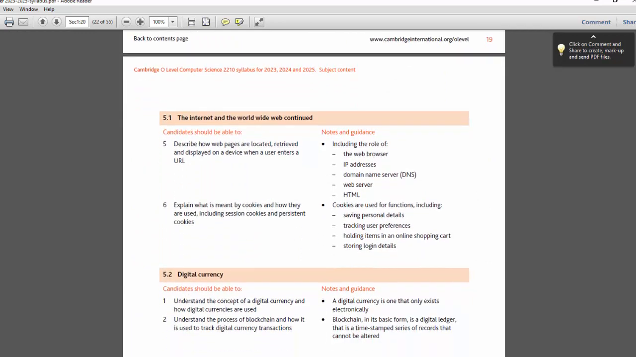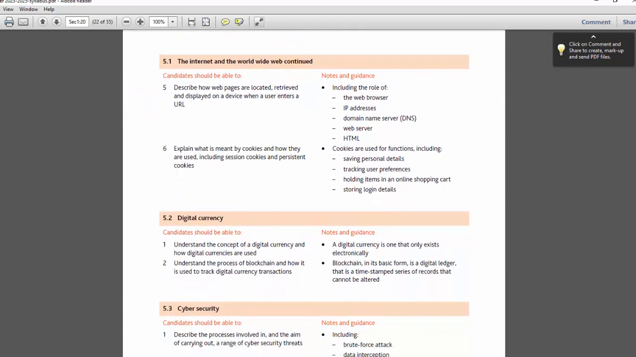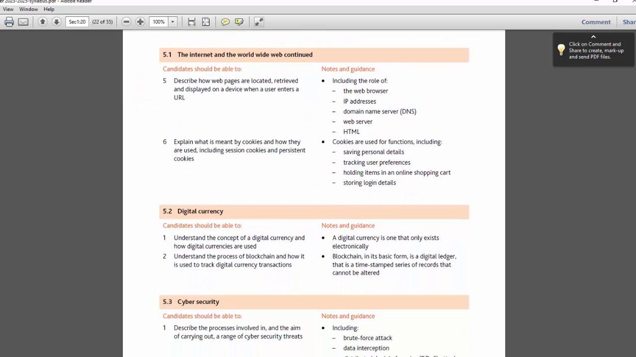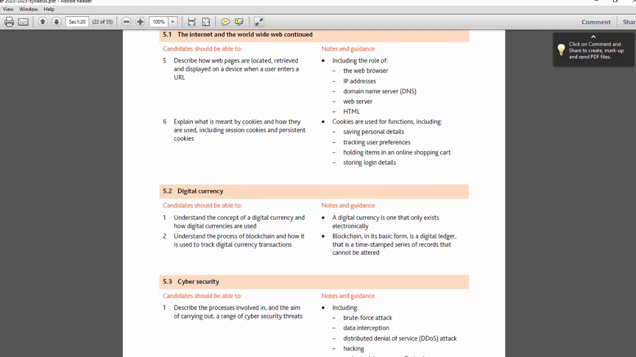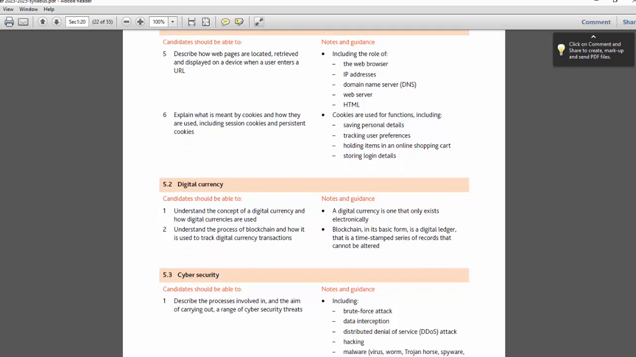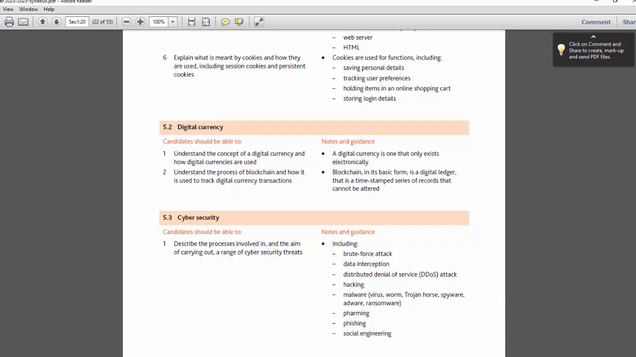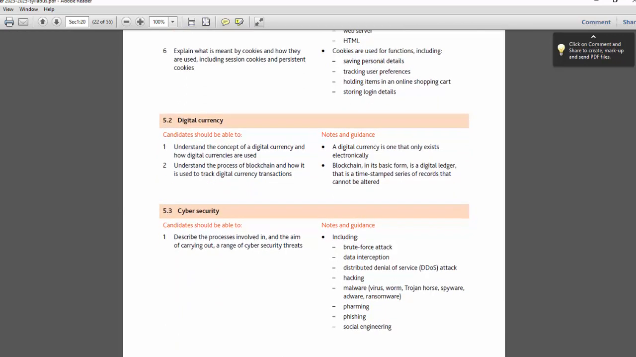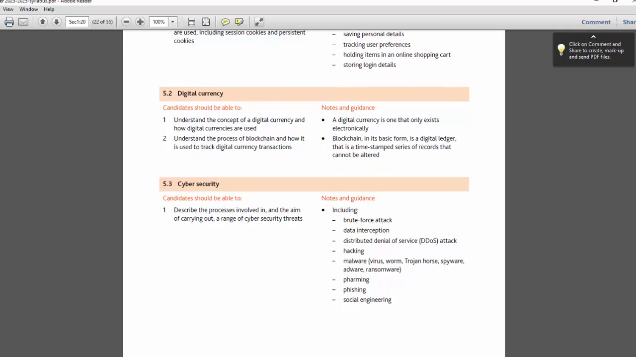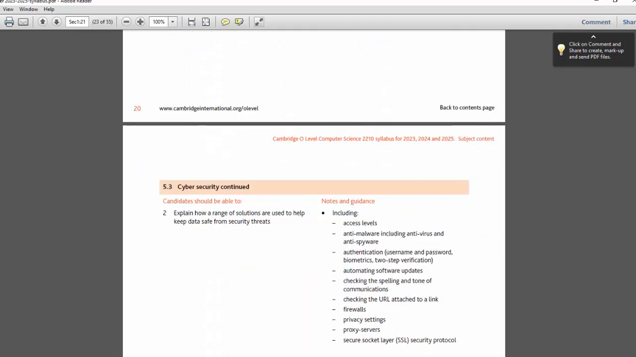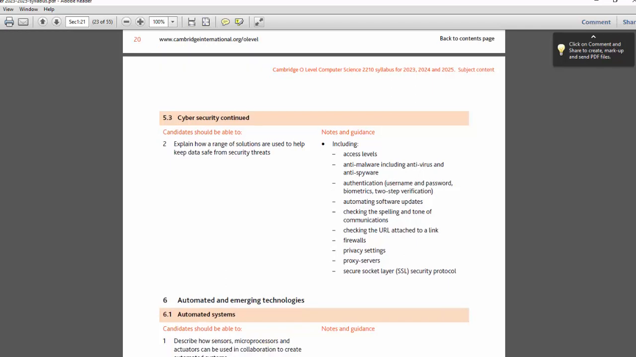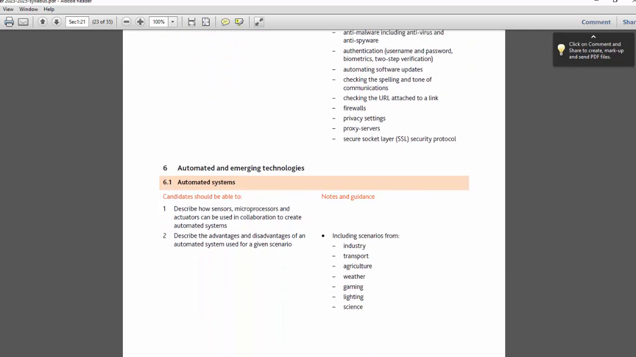Okay, it seems normal, or you already know. Yes, digital currency, internet digital currency like Bitcoin or Pi or whatever you call it. So digital currency, blockchain, this is new content. Cybersecurity includes brute force, data interception, distributed DoS attack. This is old. Now cybersecurity is like the old syllabus.